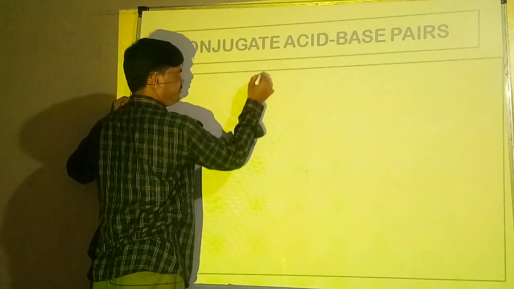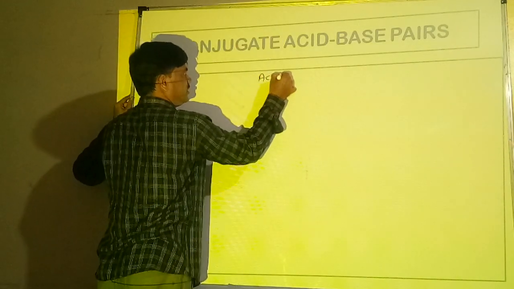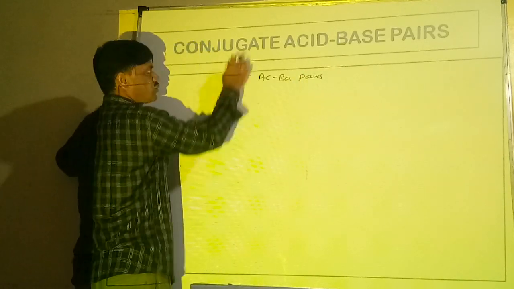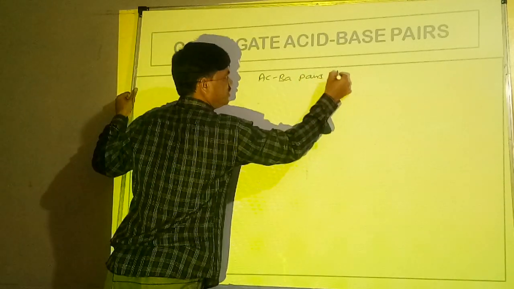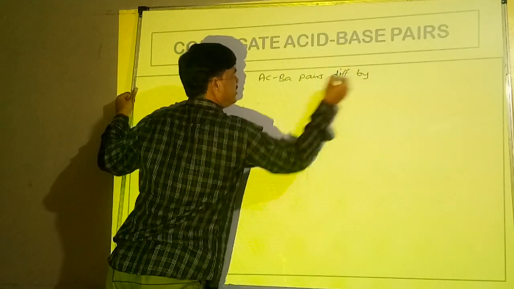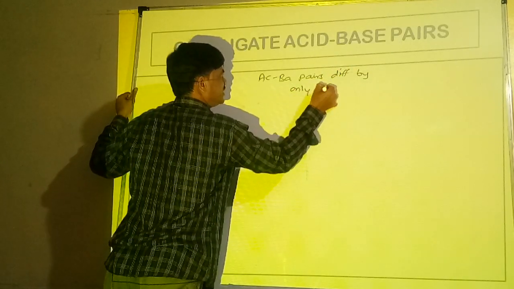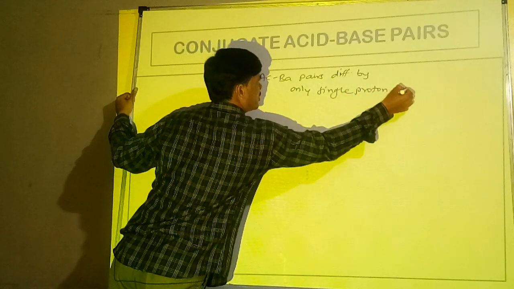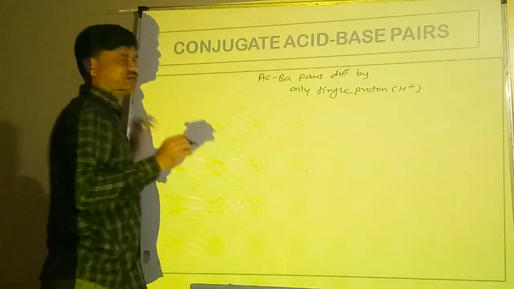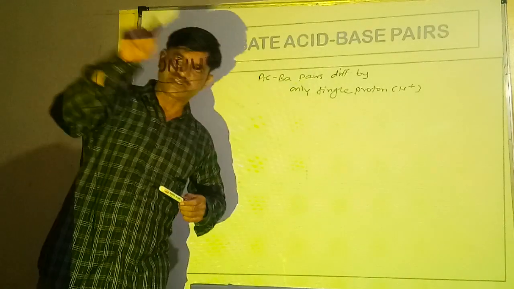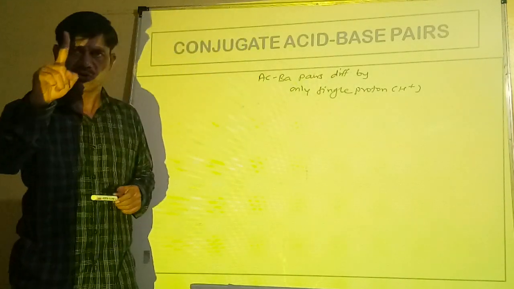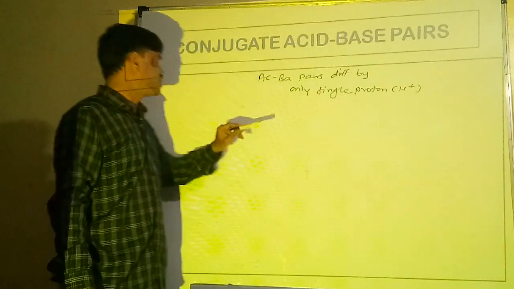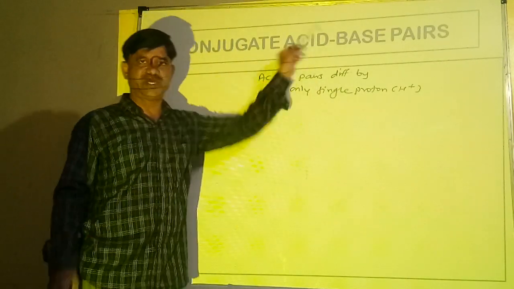What we can write here? Which acid-base pairs are called conjugate acid-base pairs? Those which differ by only a single proton. Now tell me, what is a proton denoted as on paper? H plus. So what is the definition? Those acid-base pairs which differ by only one H plus ion, that is only one proton, are called conjugate acid-base pairs.